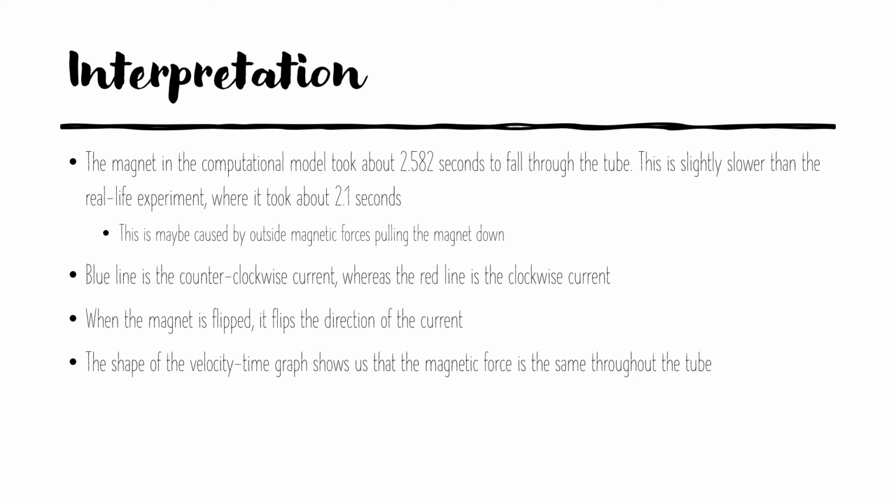And if you were to flip the magnet, I believe these currents would just flip. So basically the one that was on the bottom would now be on the top. And the shape of the velocity time graph shows us that the magnetic force is the same throughout the tube.